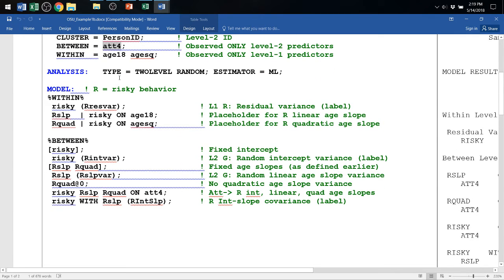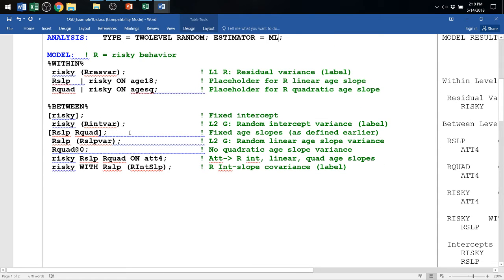The type of analysis that you're doing, 2-level random, estimator equals maximum likelihood. So this is the FIML, the full information. It does not have REML. Another option that you can use is MLR, which is robust maximum likelihood that corrects for non-normality. I'm not doing that for continuity with the other programs, but you can certainly do that on your own. And this is the exact same model that we just finished with. So there are 2 statements that differentiate the levels, within and between, with percent signs around them.